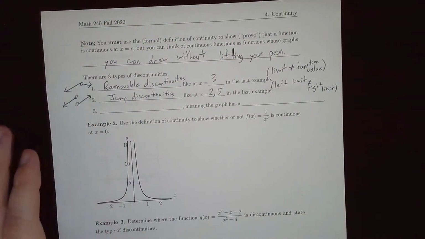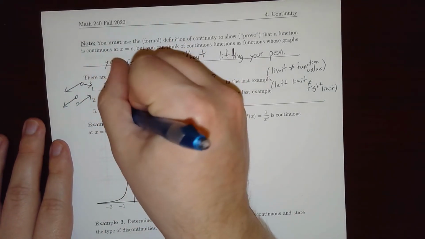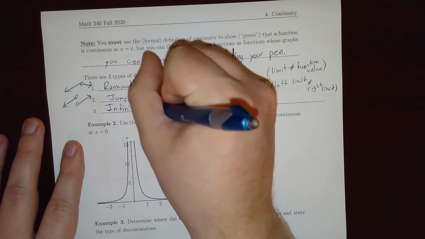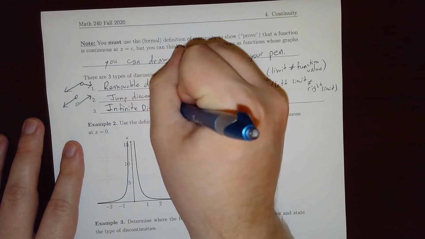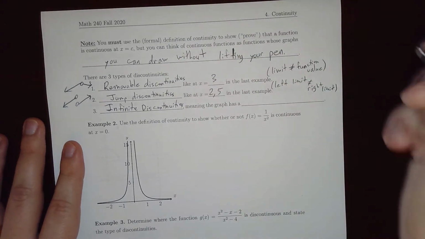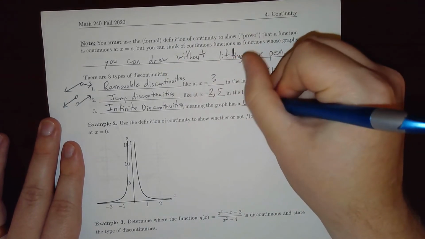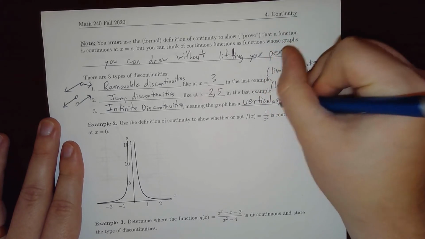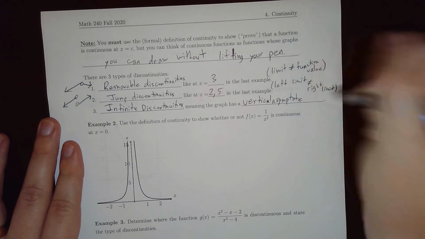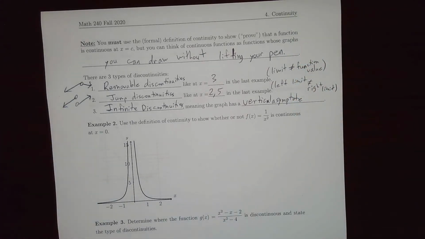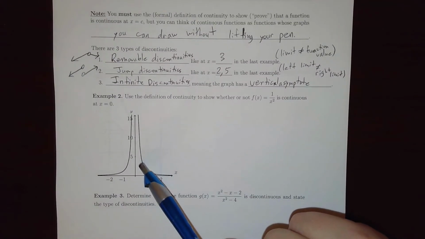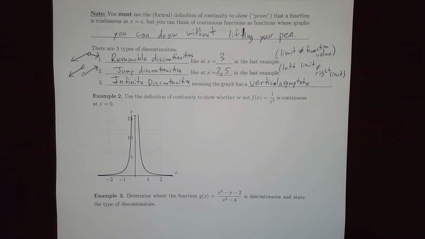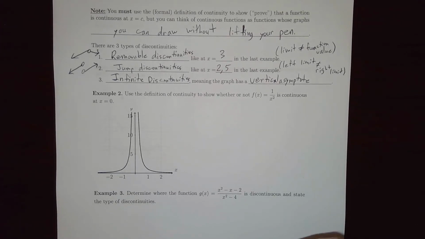And then the last type are infinite discontinuities. And these are places where the graph has a vertical asymptote. So an example of which would actually be this next problem. So we want to use the definition of continuity to show whether or not f of x equals 1 over x squared is continuous at x equals 0.